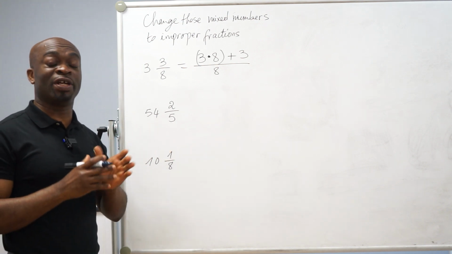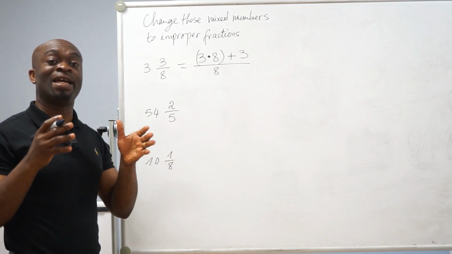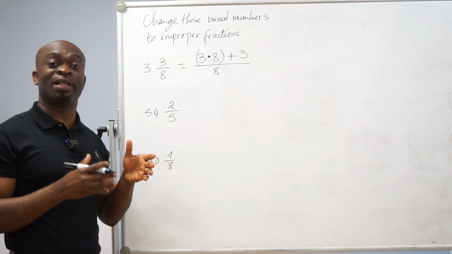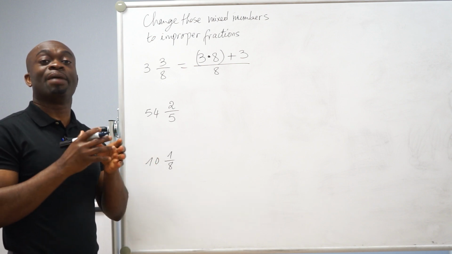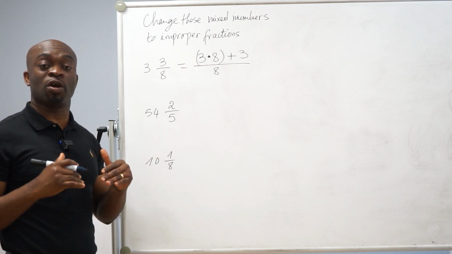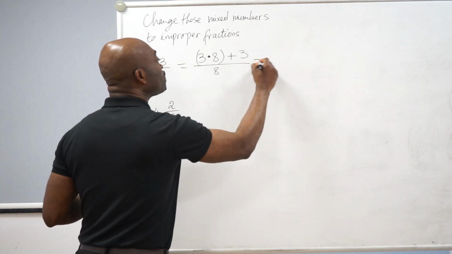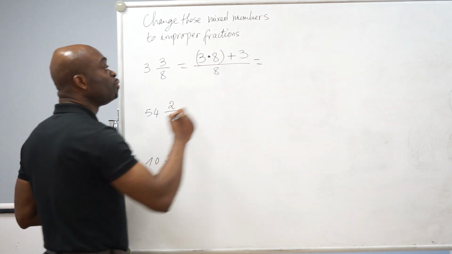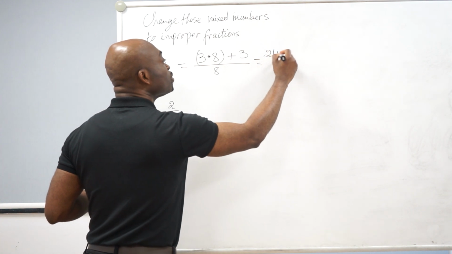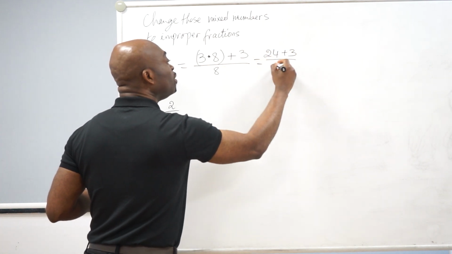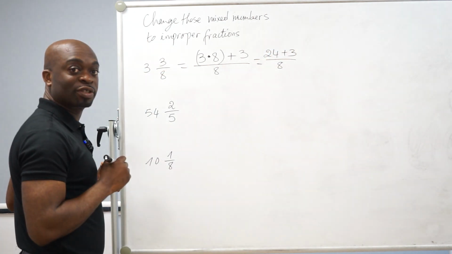And then after you finish, ladies and gentlemen, if there is anything to reduce, that means if the number that you get as a result can be reduced to the lowest terms, you have to do that. So let's go at it. So we have 3 times 8, which is 24. So it's 24 plus 3 over 8 afterwards, correct?